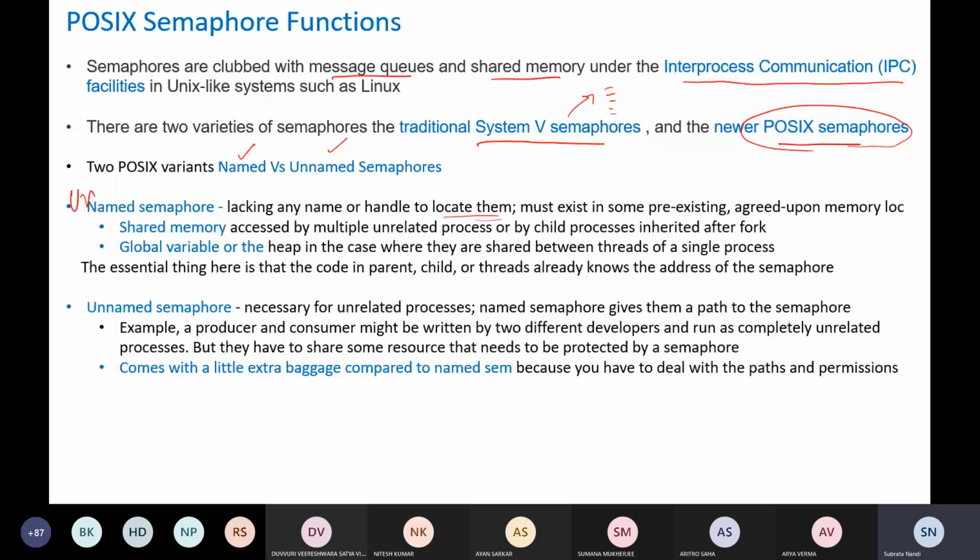So it says that if you have, say, this is the parent process, and this is the child process created from the parent. If the parent has created some shared memory, then using the same shared memory handle, the child also can access the same shared memory, right? So this can be one situation.